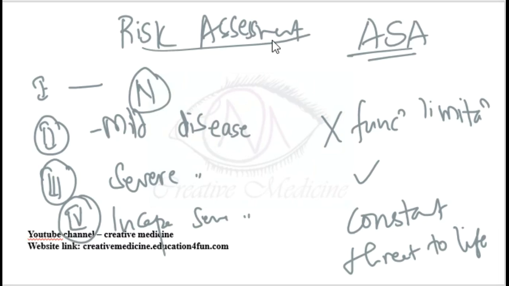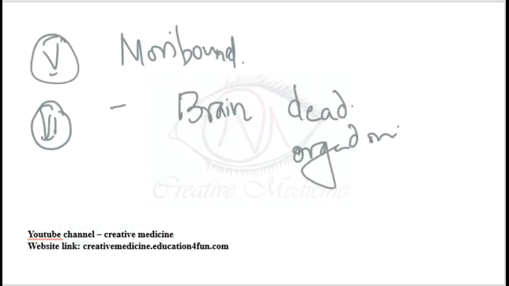ASA assessment, American Society of Anesthesiologists grades: grade 1 normal, grade 2 there is mild disease with no functional limitation, grade 3 there is moderate disease with functional limitation, grade 4 there is incapacitating severe disease which is a constant threat to life, grade 5 the patient is moribund, grade 6 the patient is brain dead and we do organ donation. For organ donation we do the surgery, and E is added in emergency cases.